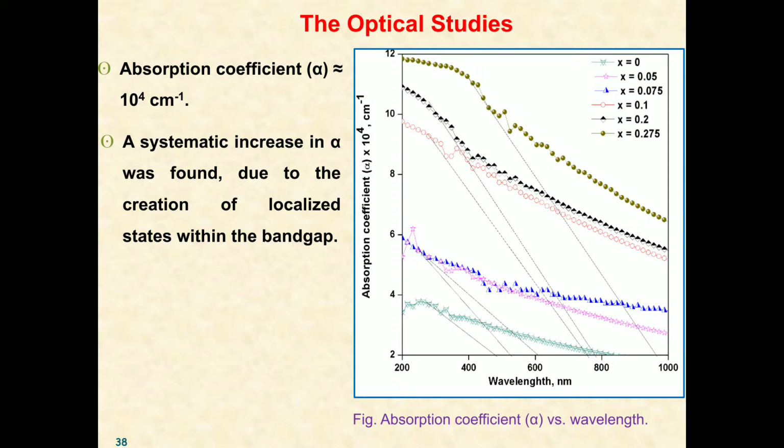As-deposited thin films were characterized by optical studies. The optical transmission spectra were obtained in the range of wavelength from 200 nanometer to 1200 nanometer. The absorption coefficient alpha is nearly equal to 10⁴ centimeter inverse, and a systematic increase in alpha was found due to the creation of localized states within the band gap.